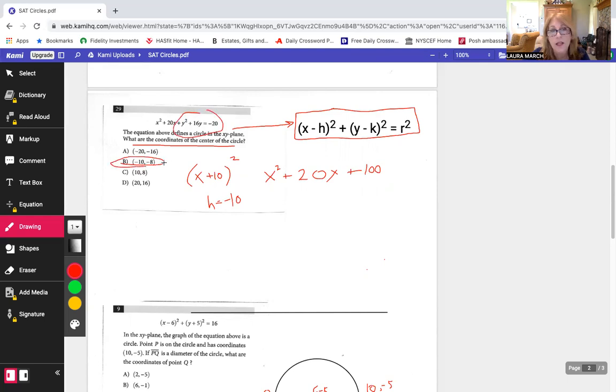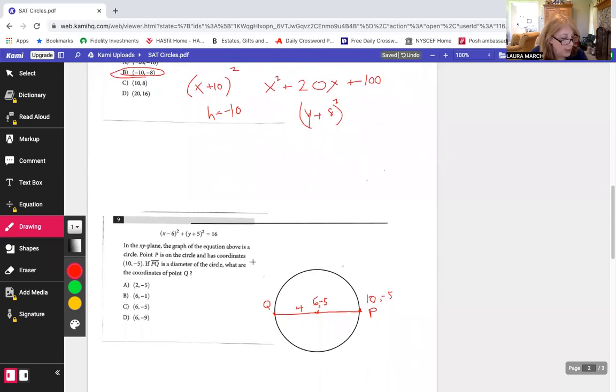And you can see that negative 8 is right for k, because if you take half of 16, you'd have to have y plus 8 squared to end up with y squared plus 16y plus 64. Now let's look at number 9.